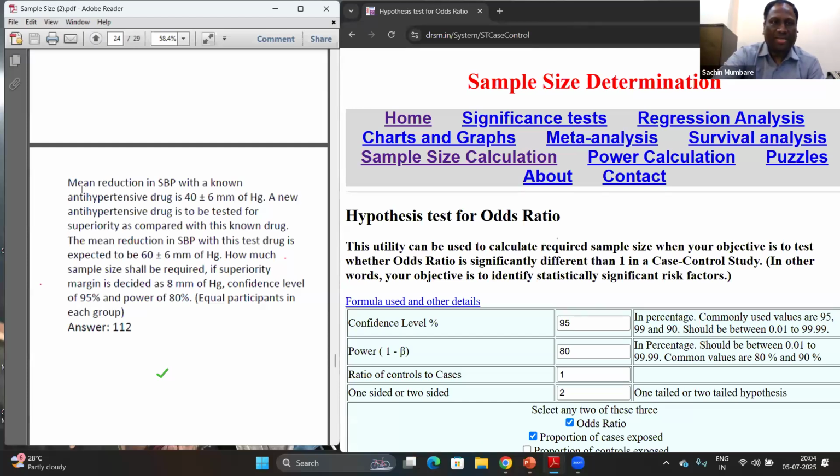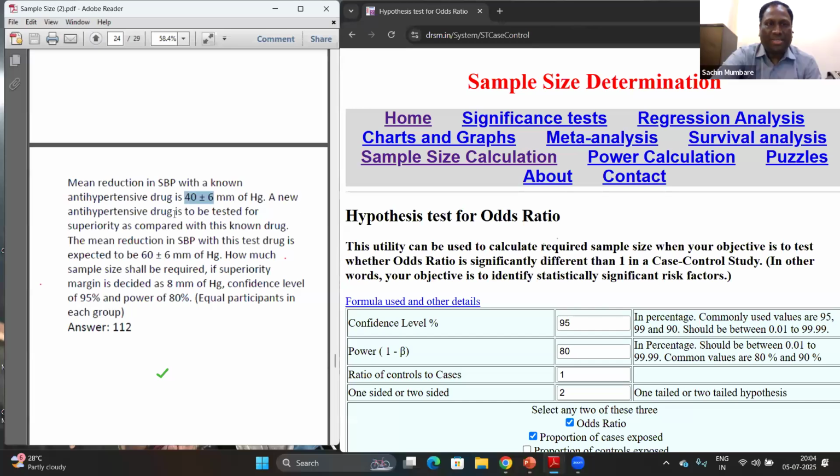Next, we'll calculate the sample size required for each one of these designs. Now this is one example. Mean reduction in systolic blood pressure with a known antihypertensive drug is 40 plus minus 6. So it is the mean reduction with the known drug.